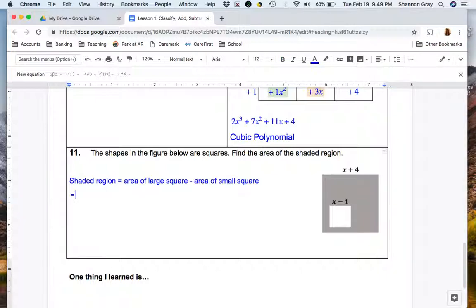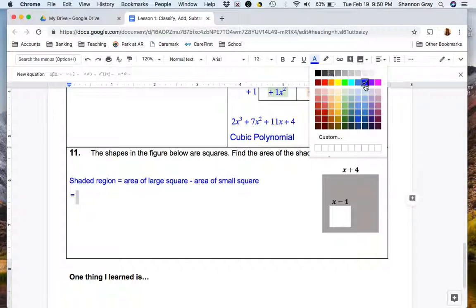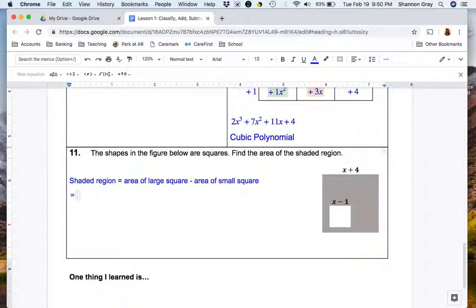So, oops, I guess I didn't get that set up. Alright, so the area of the large square is going to be x plus 4 times x plus 4. Yes, you could write that as x plus 4 squared, but you're going to want to expand it anyway so that we can actually see what we're multiplying. So that is fine, minus, and then x minus 1 times x minus 1. So again, area of a square is just length times width, or side times side.